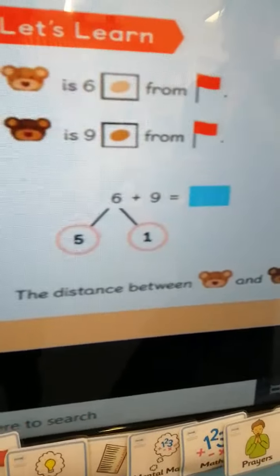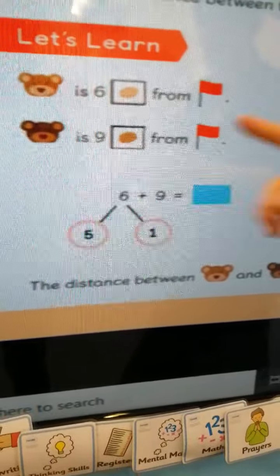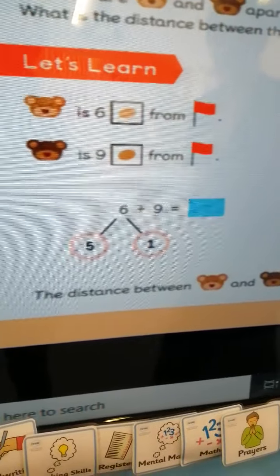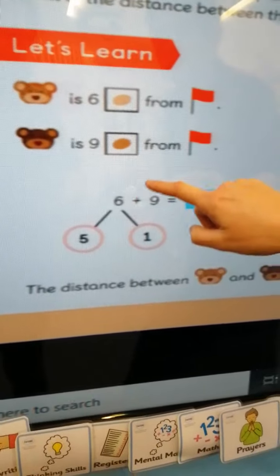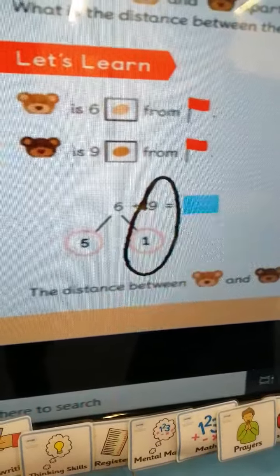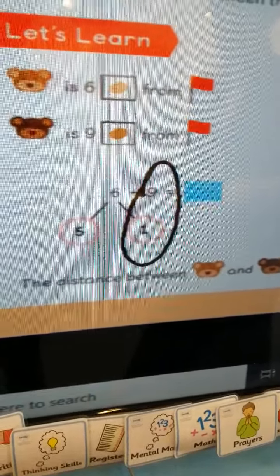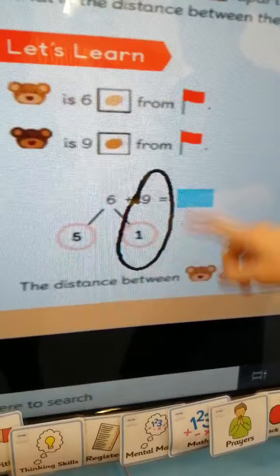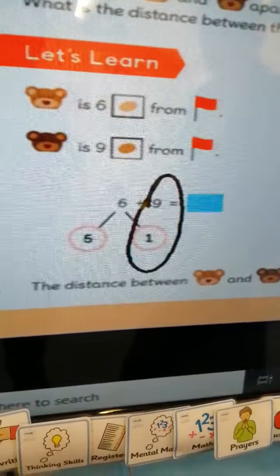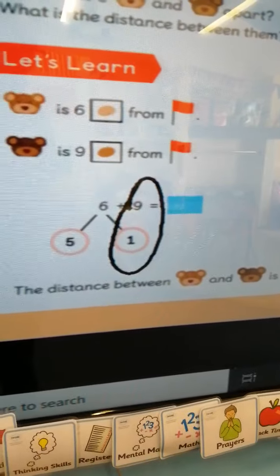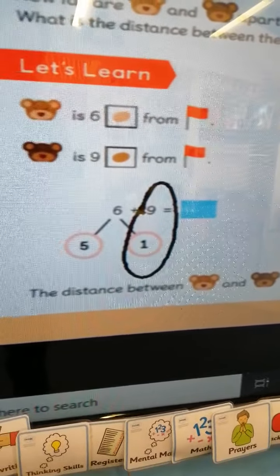Now what we're showing here is by using this partitioning method, why might we decide to partition 6 into 5 and 1? Why might this be helpful? That's right, because this is a number bond. 9 and 1 makes 10. And if we've got 10 and 5, we don't even need to count that on anymore, do we? Because we are so clever.